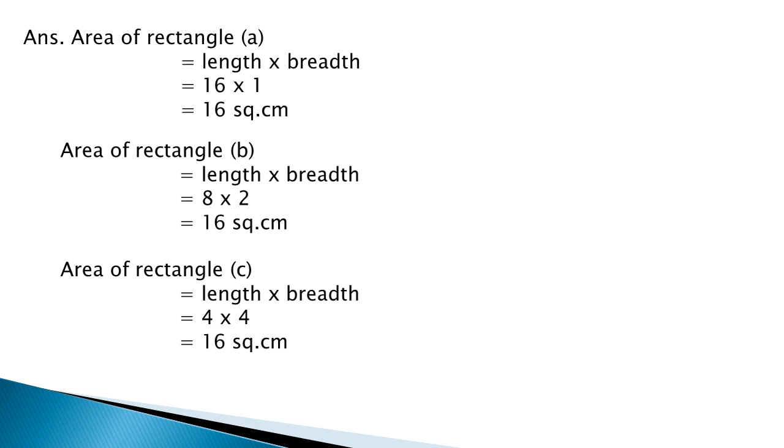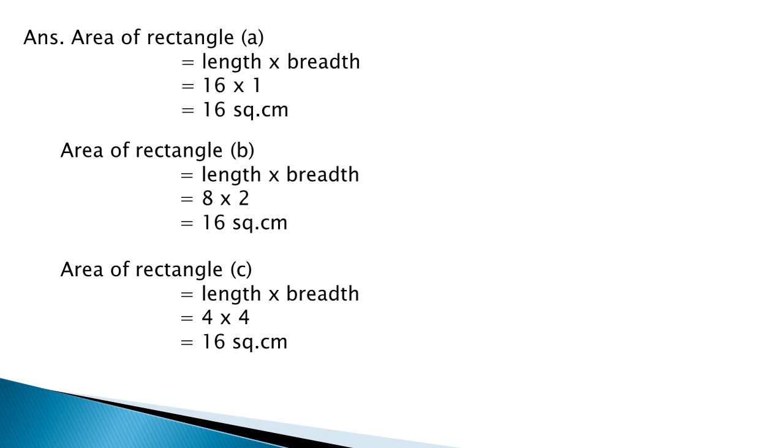and length is 16. How? Because there are 16 squares. Each square has a side of 1 centimeter. So 1, 1, 1, 1, 1 like this up to 16. So how much is the length? 16 centimeter. 16 into 1 centimeter. Breadth is only 1. So 16 ones are 16. So area of rectangle A is 16 square centimeter.